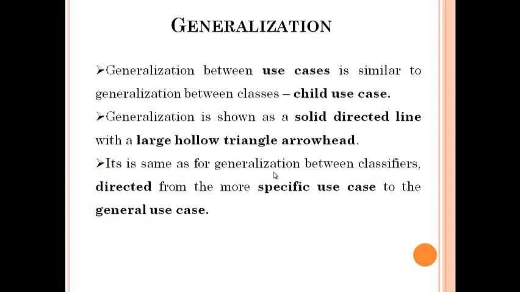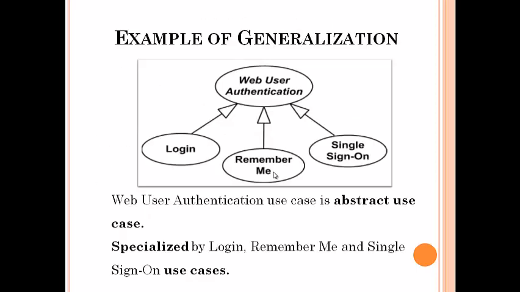First, generalization. Generalization between use cases is similar to generalization between classes. Generalization is shown as a solid directed line with a large hollow triangle arrowhead, the same as for generalization between classifiers, directed from the more specific child use case to the general use case. Example of a generalization: web user authentication is the generalized one. From that, login, remember me, and single sign-on are all specialized ones. The web user authentication use case is an abstract use case, specialized by the login, remember me, and single sign-on use cases.